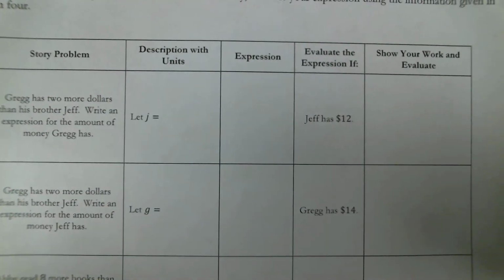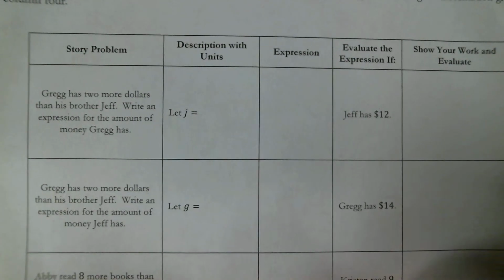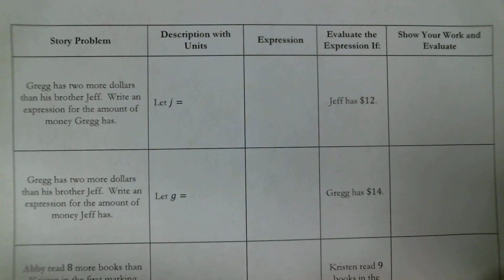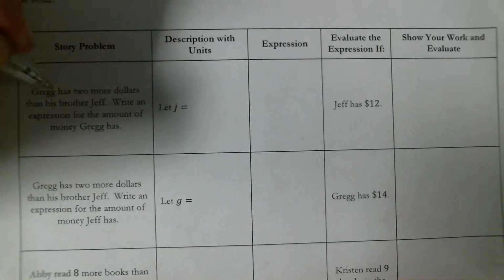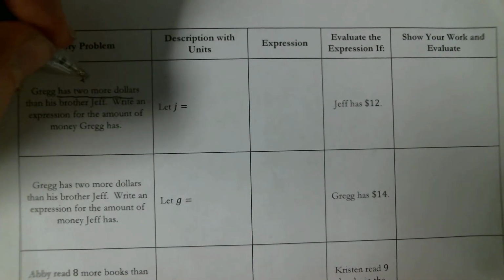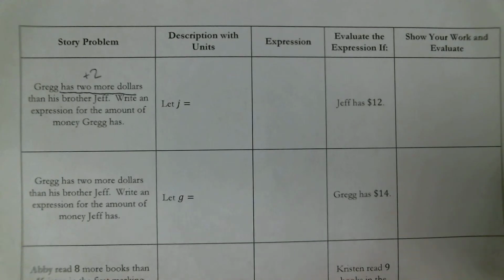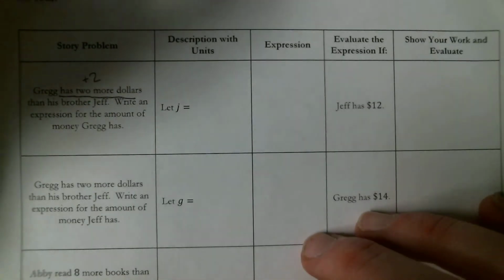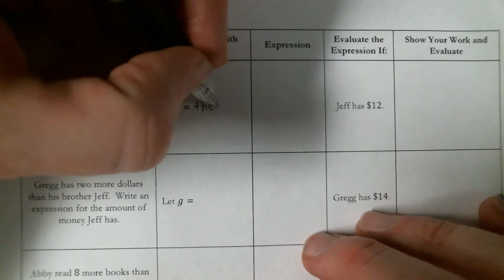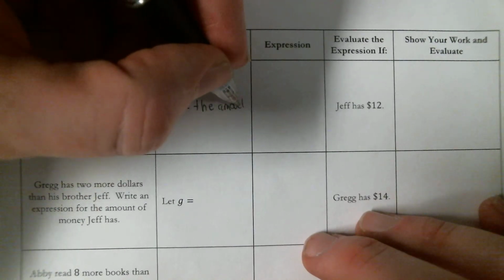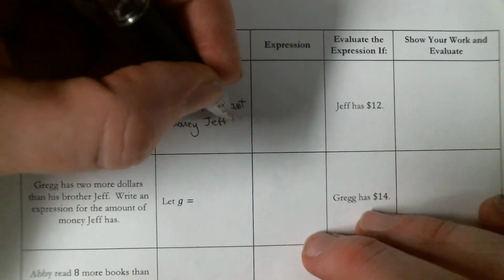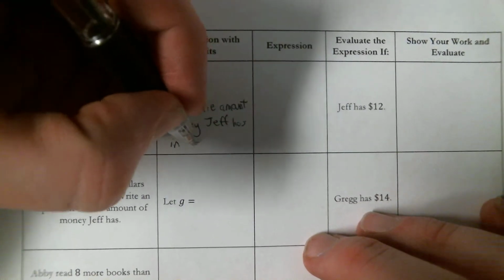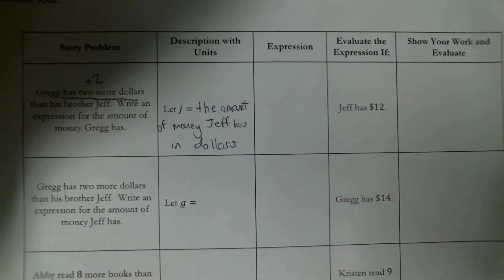So Greg has $2 more. I'm going to zoom in a little bit here. Greg has $2 more than his brother Jeff. Write an expression for the amount of money Greg has. So first of all, I need to figure out what expressions I could write here. He has $2 more. So that makes me think plus 2 depending on who I'm talking about. So let's say J. So let J equal the amount of money Jeff has, and we're talking about dollars. So we have to be specific just like we were on the first page.